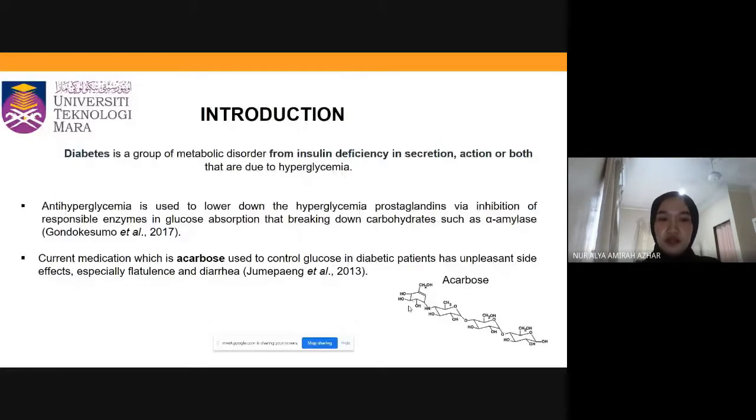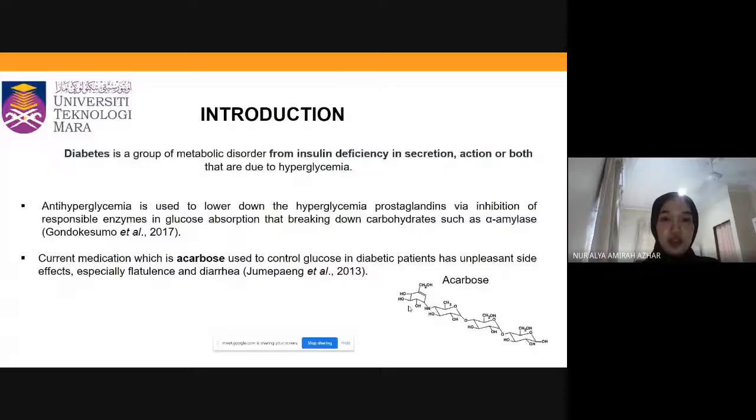In addition, the frontline drug used to treat diabetic patients, which is acarbose, unfortunately has unpleasant side effects, which are flatulence and diarrhea. Due to that, natural medication from plants has been pointed out as an alternative to treat diabetes itself.